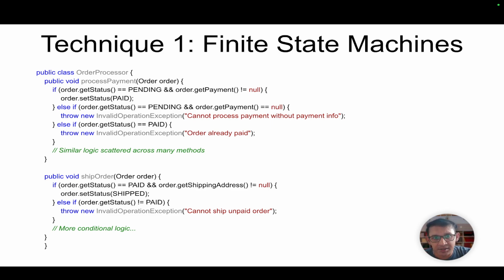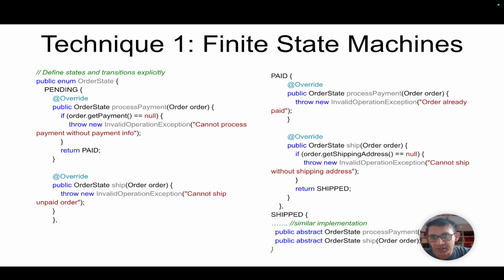This approach scatters the state transition logic across multiple methods. Each method has to know about the current state and what transitions are valid. It's error prone and hard to reason about. But watch what happens when we make the state machine explicit.